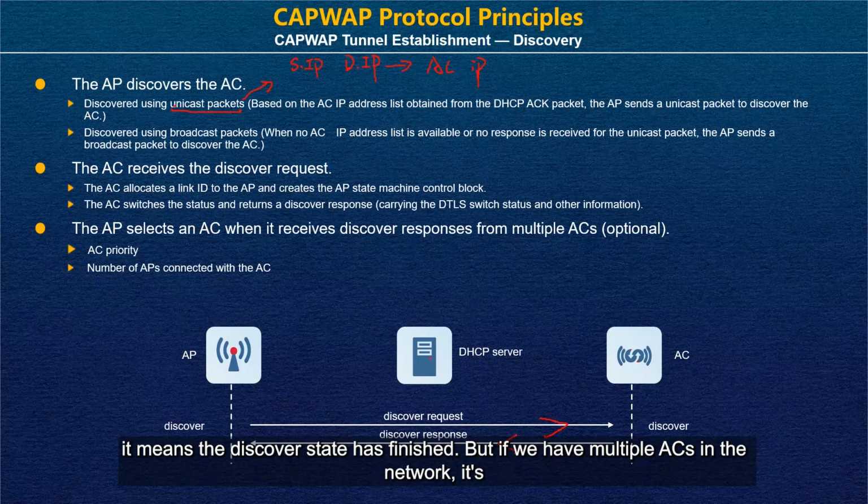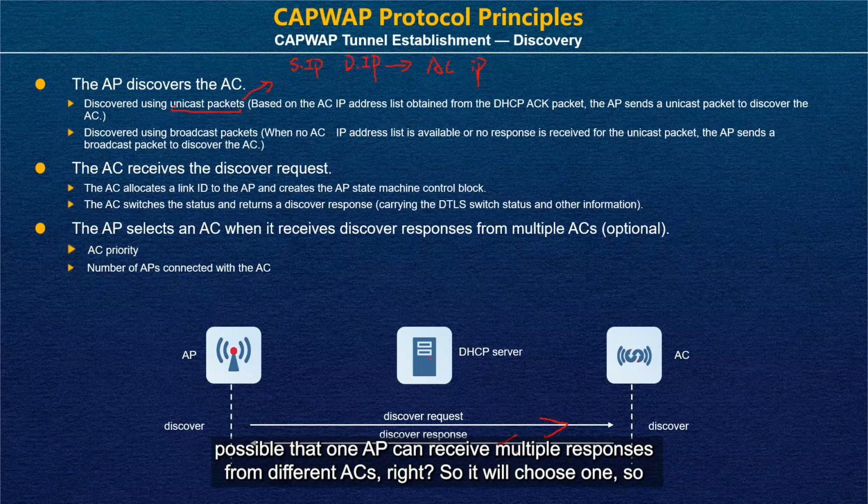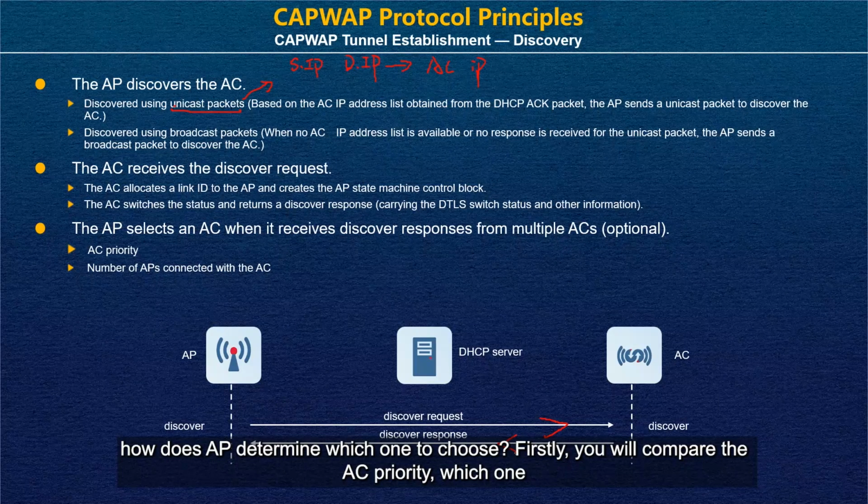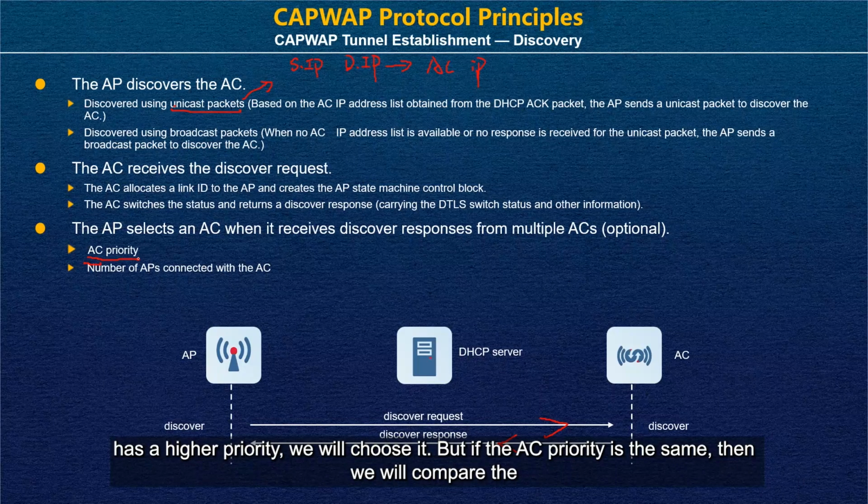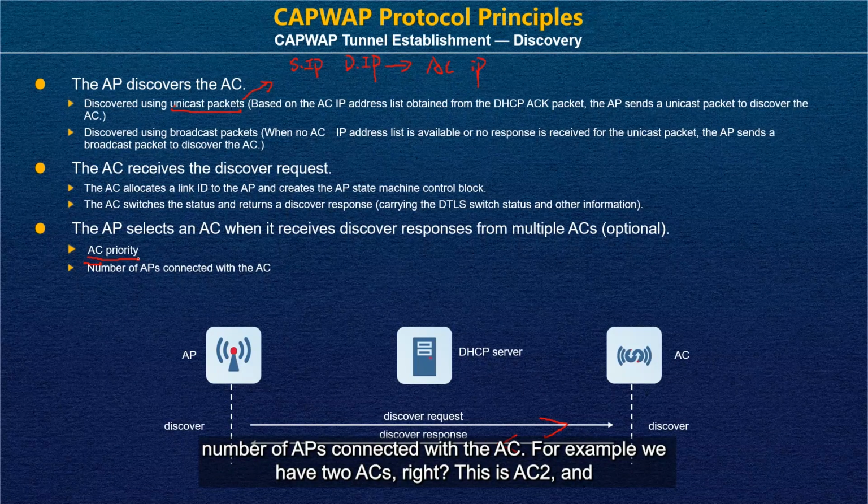But if we have multiple ACs in the network, it's possible that one AP can receive multiple responses from different ACs, right? So it will choose one. So how does the AP determine which to choose? Firstly, the AP will compare the AC priority. Which one has a higher priority? So we will choose that AC. But if the AC priority is the same, then we will compare the number of APs connected with the AC.